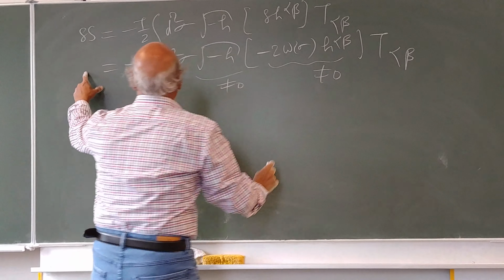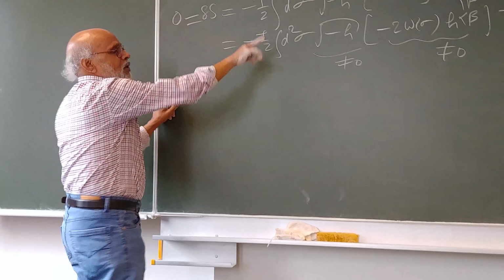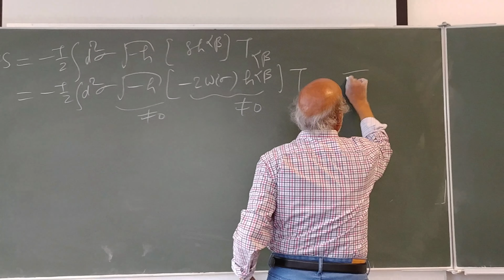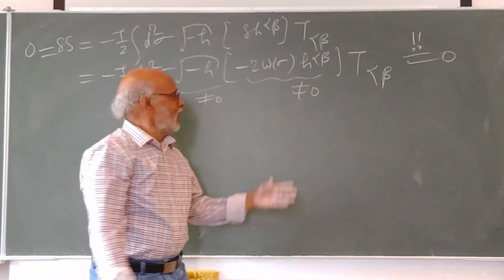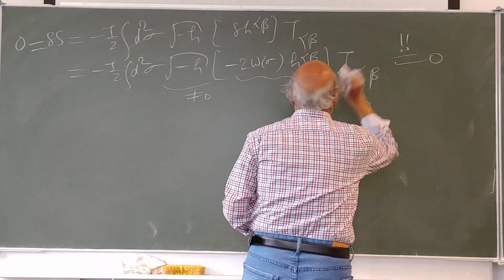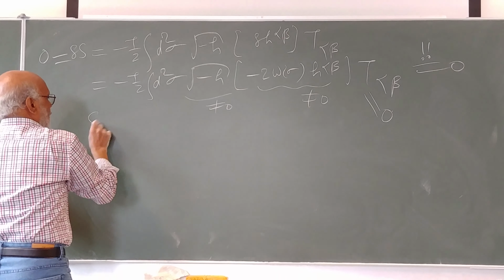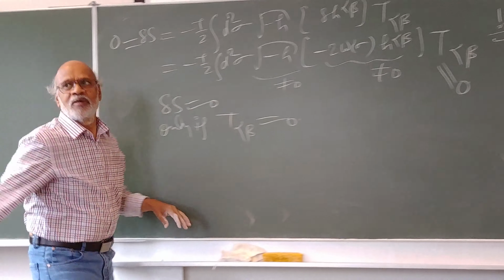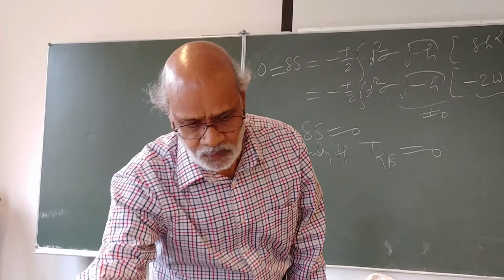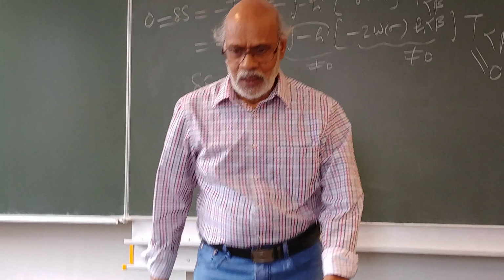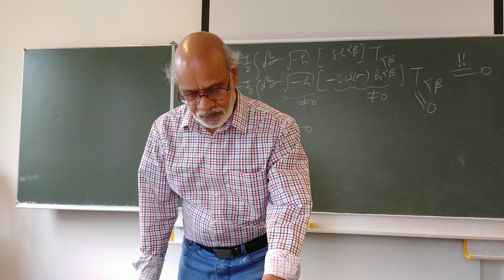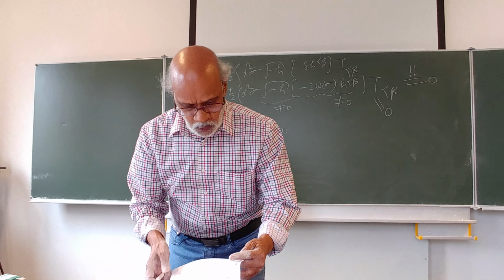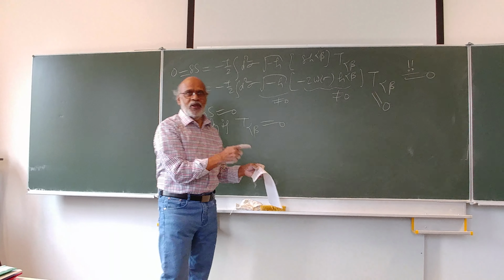This is non-zero. According to the variational principle, I should have 0 equal to delta S, and therefore all this ought to vanish, and this is possible only and only if T alpha beta is 0. Okay, and so T alpha beta should therefore be 0.